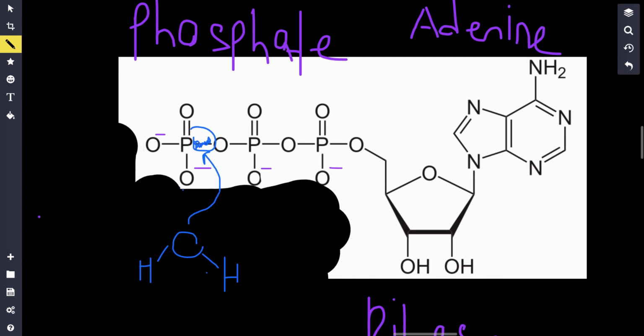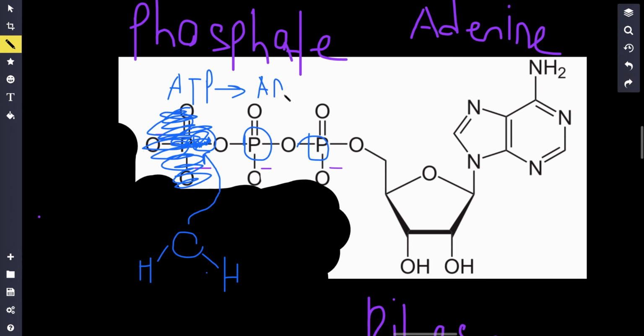Okay. And you can see that if the water actually successfully breaks this bond, and I remove all of this right over here, notice how now we have adenosine diphosphate, right? Because there are only 2 phosphate groups. So if I were to break this bond right over here, I would be turning ATP into ADP, and that's exactly what I want because that releases energy, right? So that is my plan.